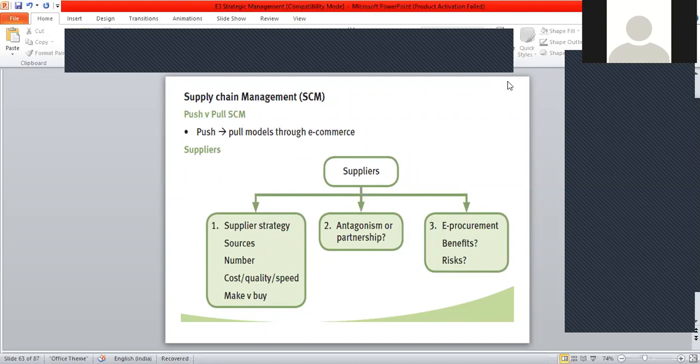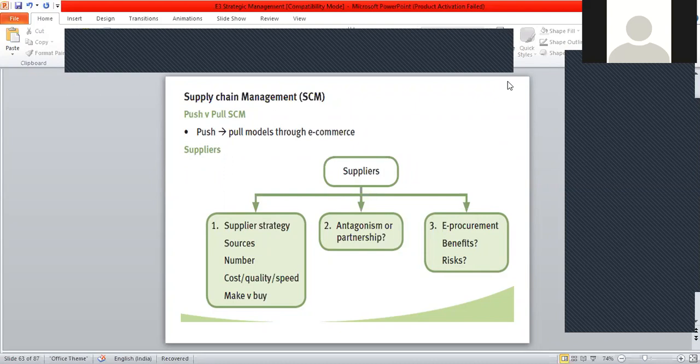Sometimes it's also considered whether to buy the component from the supplier or make the component themselves in the organization. So that's the supplier strategy. Then we've looked at antagonism or partnership, whether it is advisable that they compete with each other, or they come together and solve each other's problems.